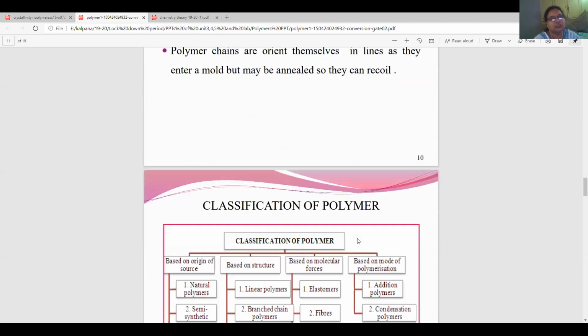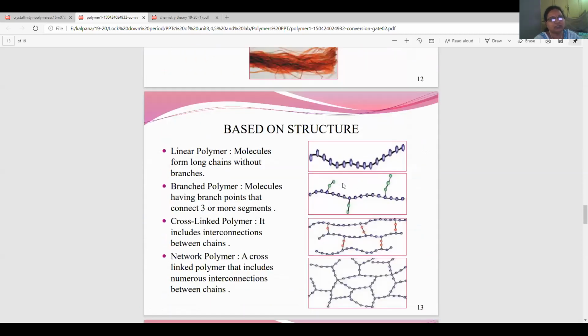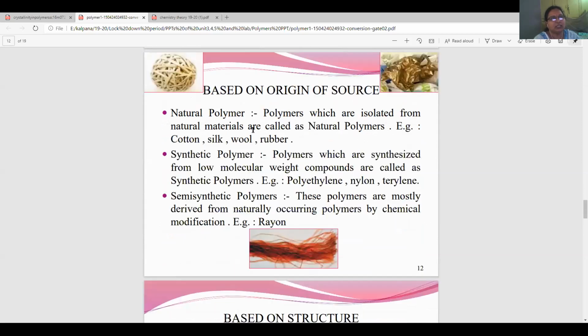Coming to the classification of polymers, based on the origin of source, they are classified into natural, semi-synthetic, synthetic. Based on structure, linear, branched, cross-linked. Then based on molecular forces, elastomers, fibers, thermoplastics, thermosets, and then based on the mode of polymerization, that is addition and condensation. Based on origin of source, already we have discussed, that is natural, synthetic, and semi-synthetic.